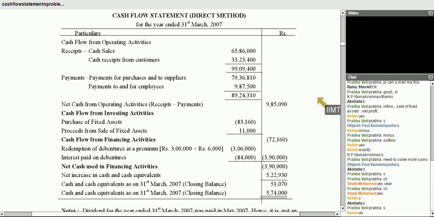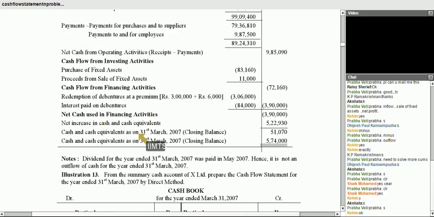Then we have to use the same formula. Net increase in cash and cash equivalent will be 5 lakh 22,930. How have they got it? They have added up all the cash flows: 985 plus 72,160 plus 390. It will give 522,930. Cash and cash equivalent as on March 31st will be how much? 51,070, as given.